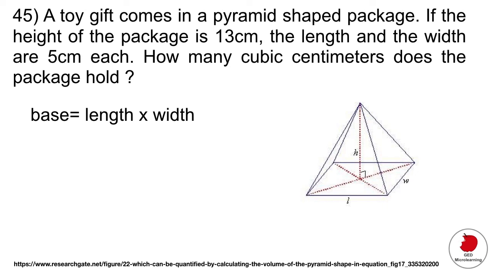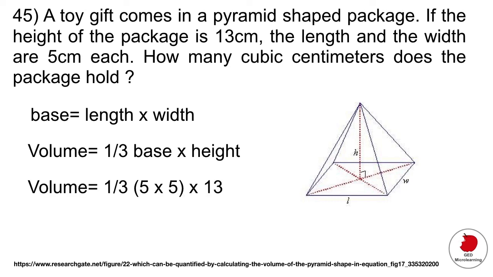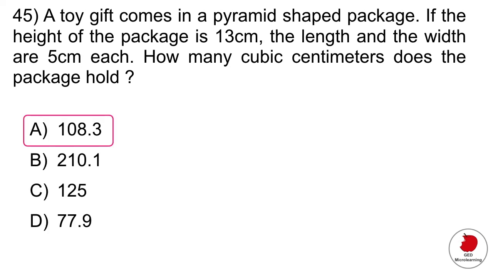And whenever you have these questions where you need to find a geometry formula, don't worry, because that is provided for you in the test, but you just have to make sure that you know what you have to use. Okay, so this is the formula for finding the volume of a pyramid. All right, so all you have to do is plug in those numbers. So we said that the base is the length times the width, and we said that the length is 5 and the width is 5. And then the height is 13. So if you work that out, that gives you 108.3, option A.